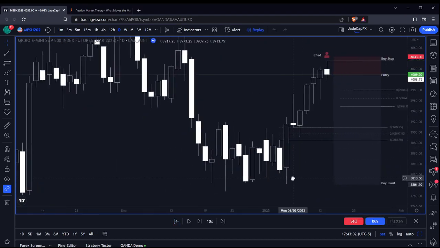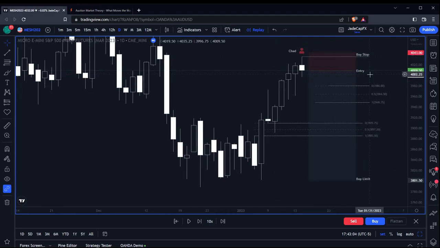If he enters it here, this is what his position looks like. He's entering as short. He's setting his buy stop, protective stop, and then a buy limit for his target.